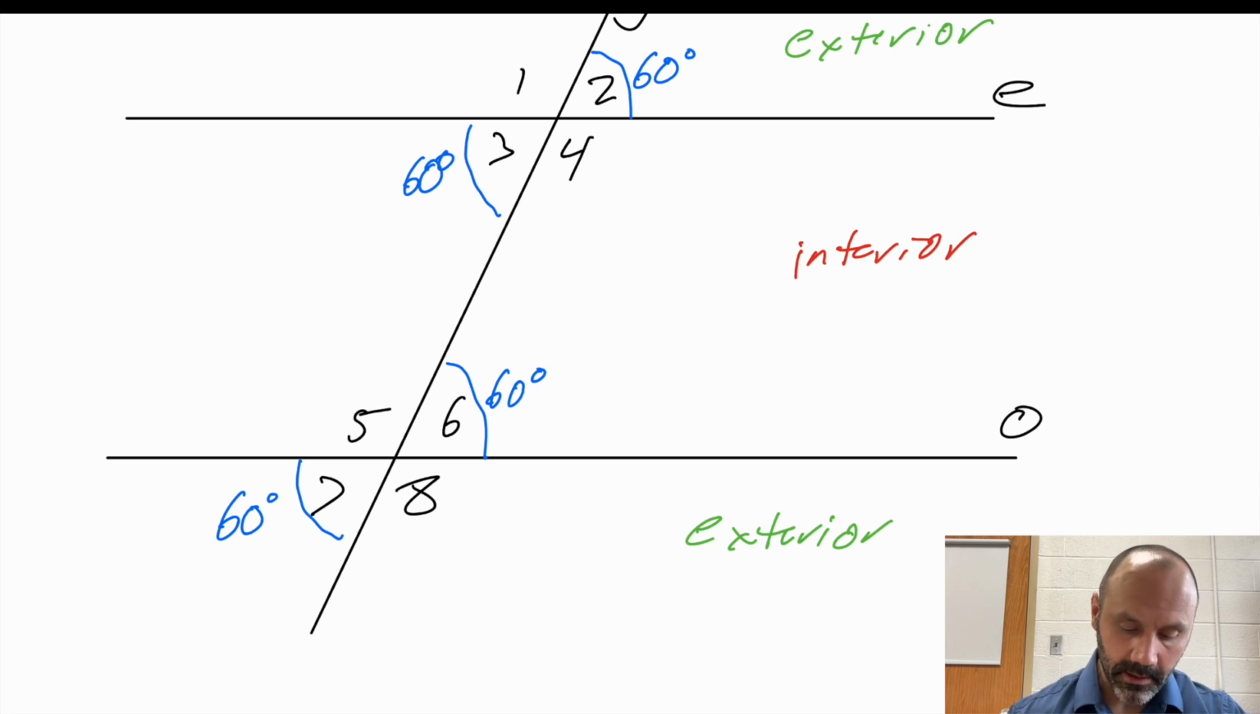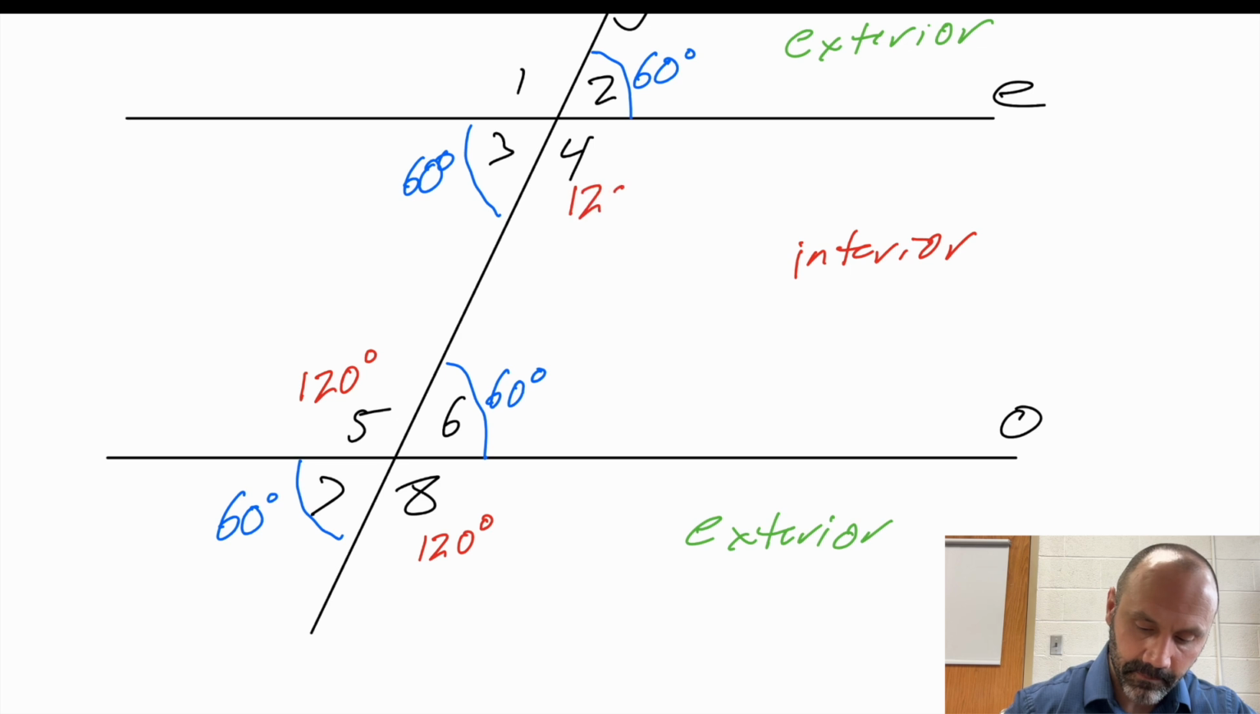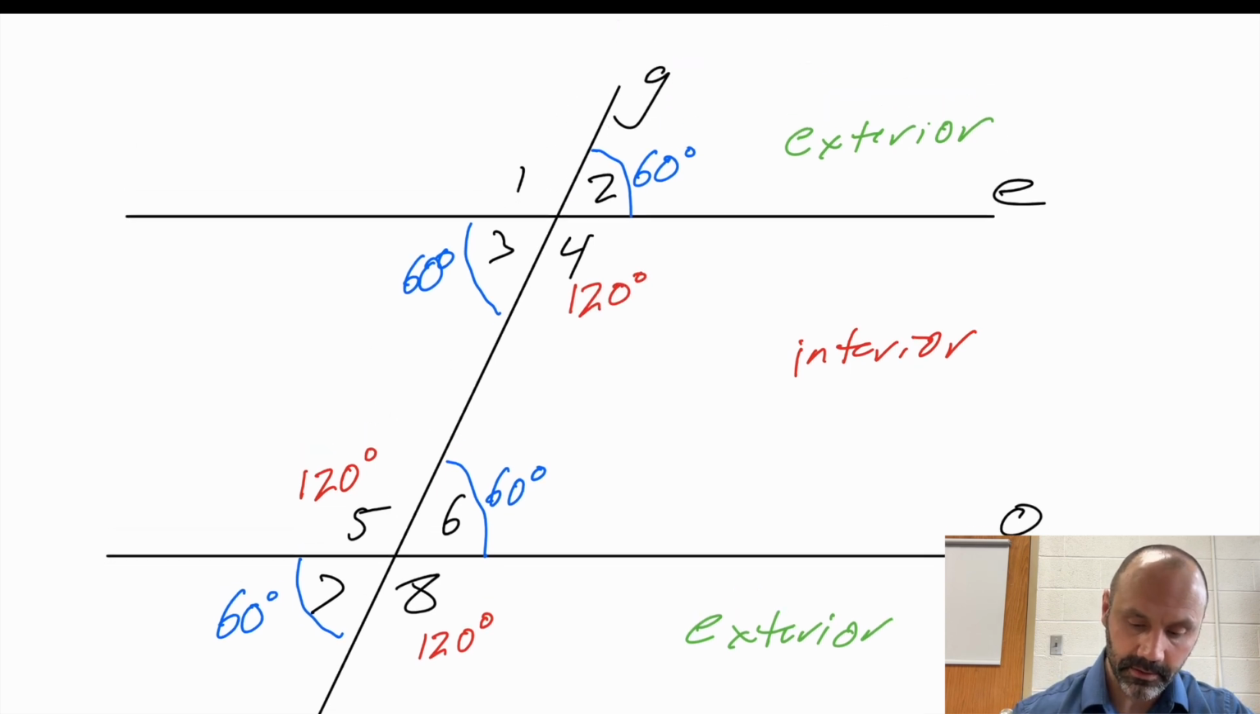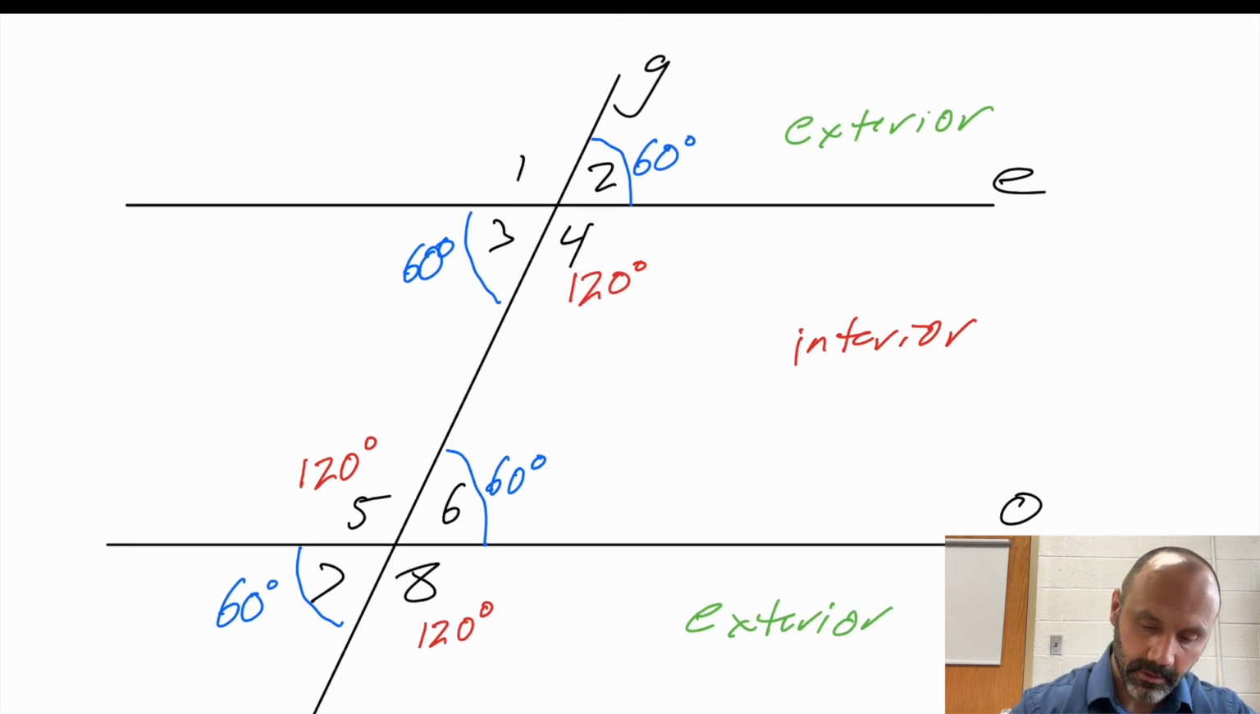7 and 8 are supplementary. They form a linear pair. So that means that the measure of angle 8 has to be 120 degrees. 8 and 5 are vertical angles, so 5 is also 120 degrees. 5 and 4 are alternate interior angles, and so they are also congruent, with the same angle measure, 120 degrees. 1 and 4 are also congruent because they're vertical angles, 120 degrees.